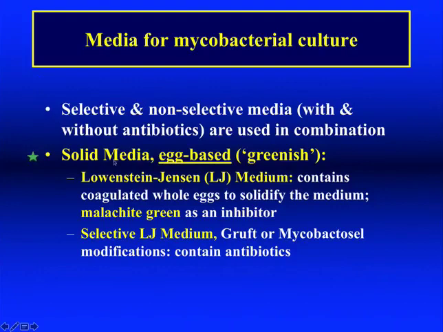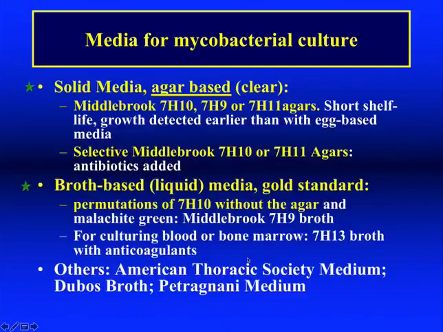It started with solid media, egg-based, greenish. And that was the LJ or Lowenstein-Jensen medium. That was a medium that had coagulated whole eggs and a little bit of an inhibitor, malachite green, that gave it the green color. That's how Doctors Lowenstein and Jensen contributed to the field of infectious diseases. We eventually made it more selective because we wanted to keep bacteria totally away if you're going to leave this there for 6 weeks. And then selective LJ is this one with antibiotics added to it.